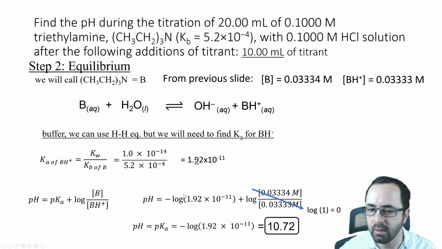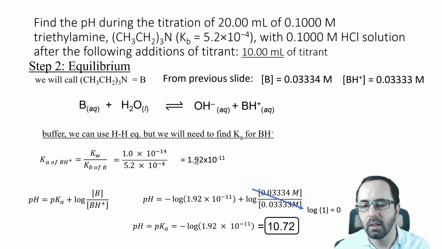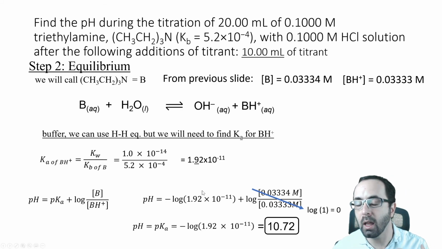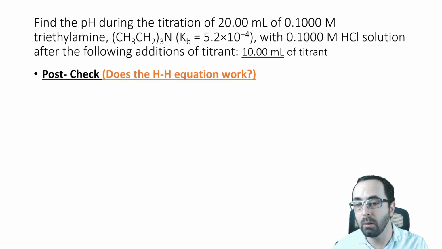And of course, this is still a weak base equilibrium. We're still on the basic side of the pH here, which makes sense for us. Okay, so next we're going to look at the addition of 20 milliliters of titrant.